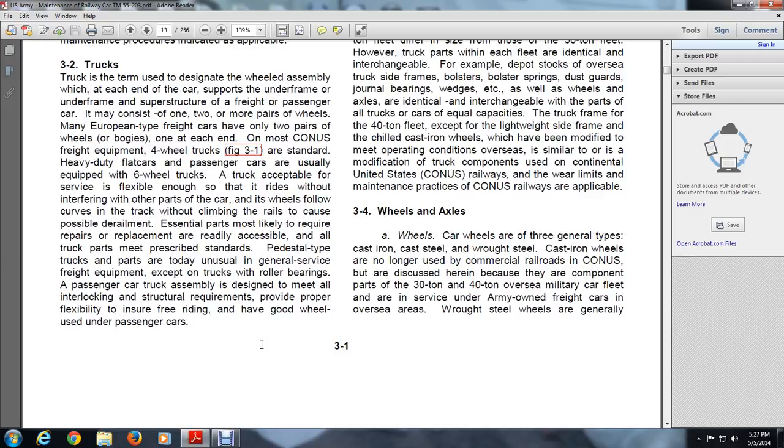3-4. Wheels and axles. Car wheels are of three general types: cast iron, cast steel, and wrought steel. Cast iron wheels are no longer used by commercial railroads in CONUS and are not discussed herein, except in connection with the parts of the 30-ton and 40-ton overseas military car fleet. The Army-owned freight car fleet overseas is included as well.